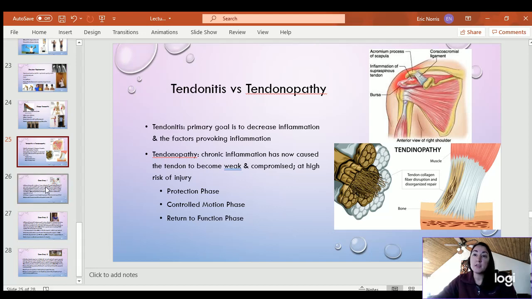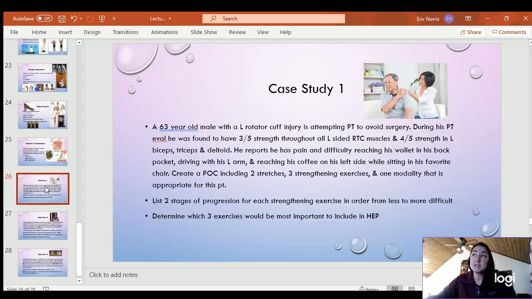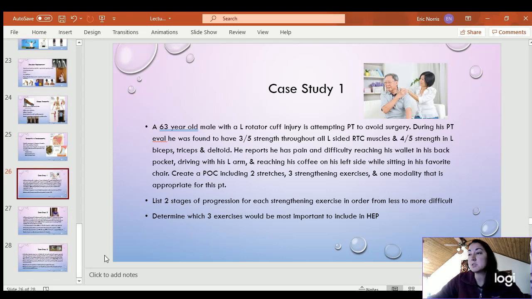Okay, so the remaining slides are just case studies, so we will go over those in lab together. If you have any questions, please let me know, and we will do the rest of it in lab.